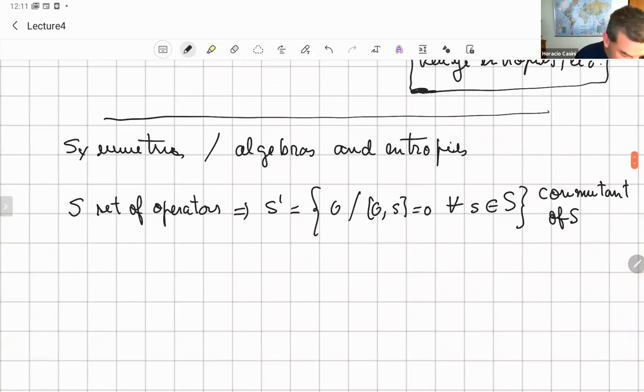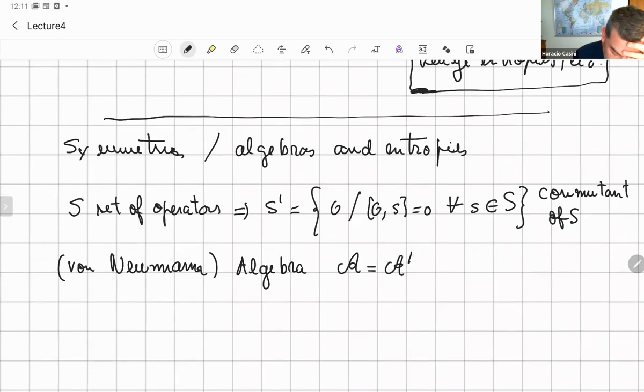And there is a nice characterization of what is an algebra by von Neumann. A von Neumann algebra of operators in Hilbert space is a set of operators such that it is equal to its double commutant. This is called the double commutant theorem.